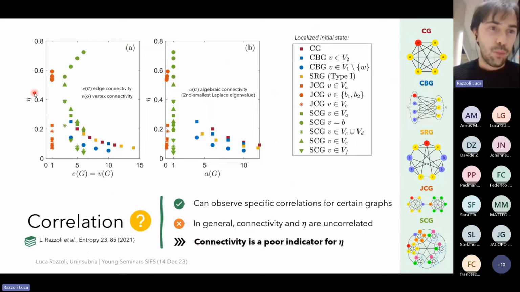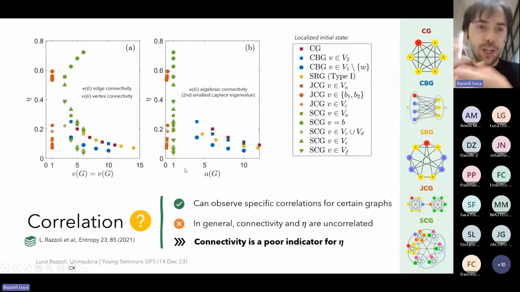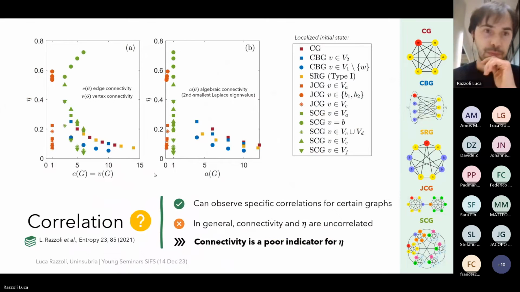So we see that if we plot the transport efficiency against different measures of the connectivity of the graph, well, yes, we can observe a specific correlation for certain graphs, but in general, we cannot say that the transport efficiency and the connectivity are correlated. So we conclude that connectivity is a poor indicator for the transport efficiency, as well as the regularity and the global symmetry of the graph.